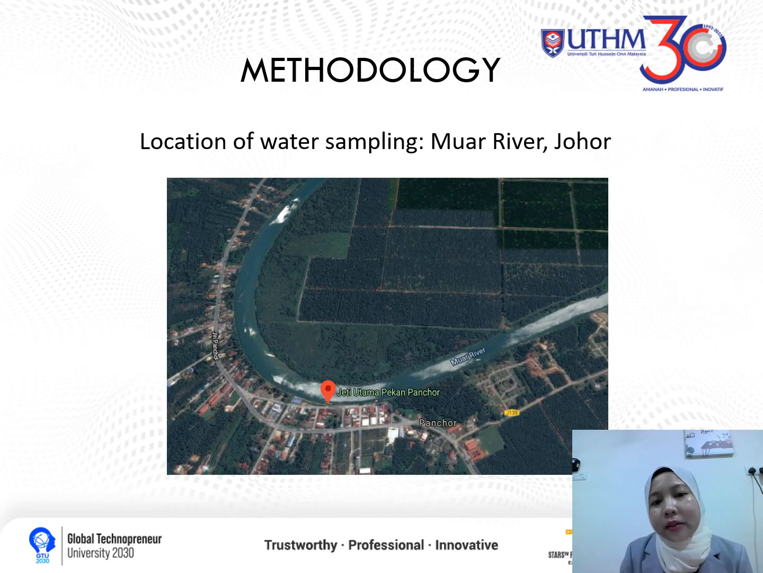The water sampling was conducted at the Muar River, Johor, at the jetty of Pekan Panchor. There we collected the water sample manually by grab sampling in HDPE bottles. After that, we characterized the water for some water quality parameters such as pH, turbidity, COD, BOD, TSS, ammonia nitrogen, etc.